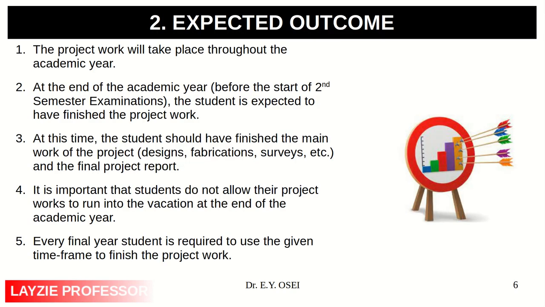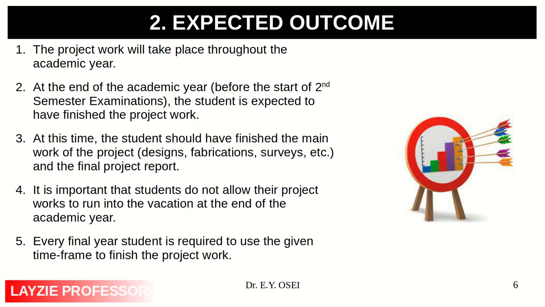Now, at the end of the academic year, it is expected that you should have finished the project work, because the project work takes place throughout the academic year. So you'll be working on it right from the first semester into the second semester, and at the end of the second semester, it's expected that you should have finished. So at the end of the academic year, preferably before the start of the second semester examination, you as a student are expected to have finished the project work by then. So just going into examination, you should have actually finished your project work.